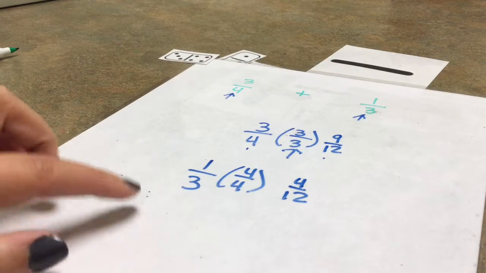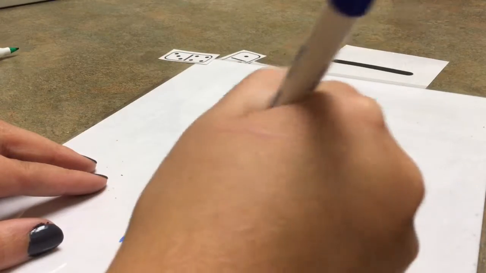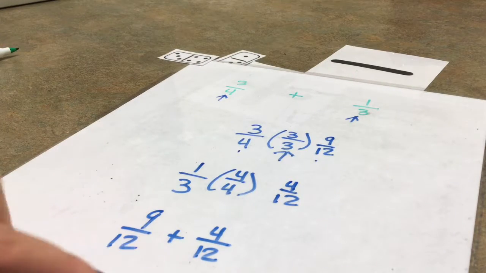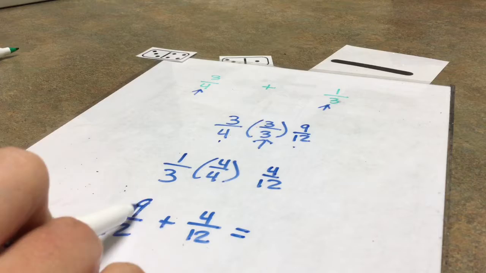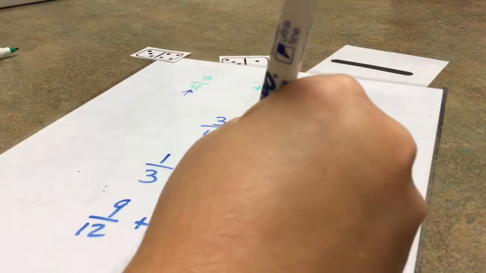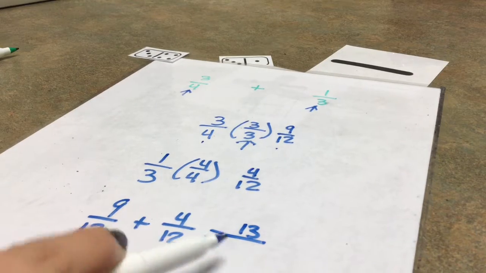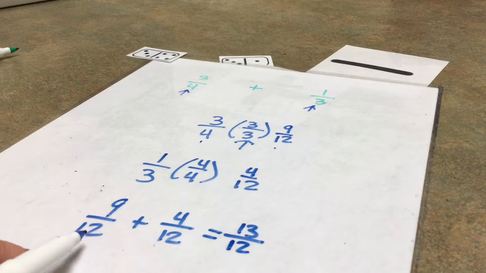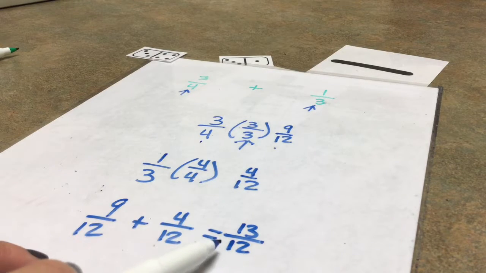So now that our fractions have the same denominators, we're going to rewrite them down here. So 9/12 plus 4/12. Now that our denominators are the same, we can officially add them together. So what we're going to do is 9 plus 4 gives us 13. And since our denominators are the same, we will keep it the same, because all the denominator means is how many total pieces make up the whole. In this case, our whole has a total of 12 pieces.